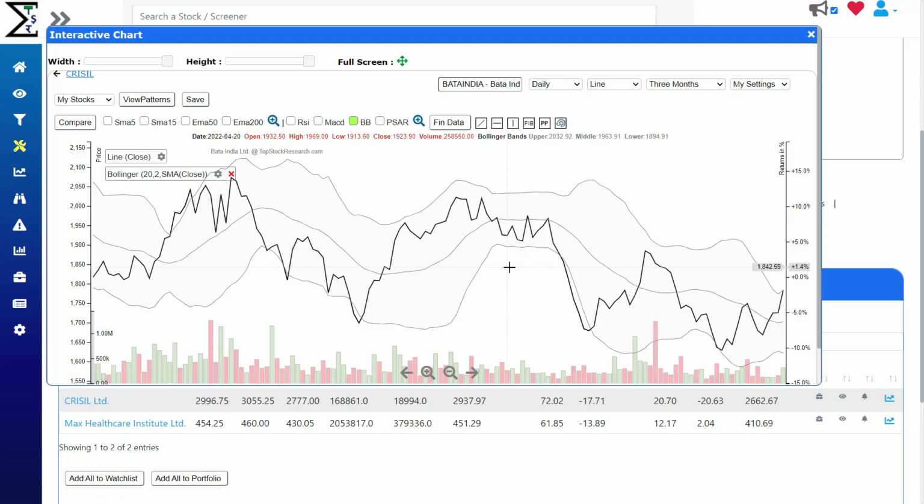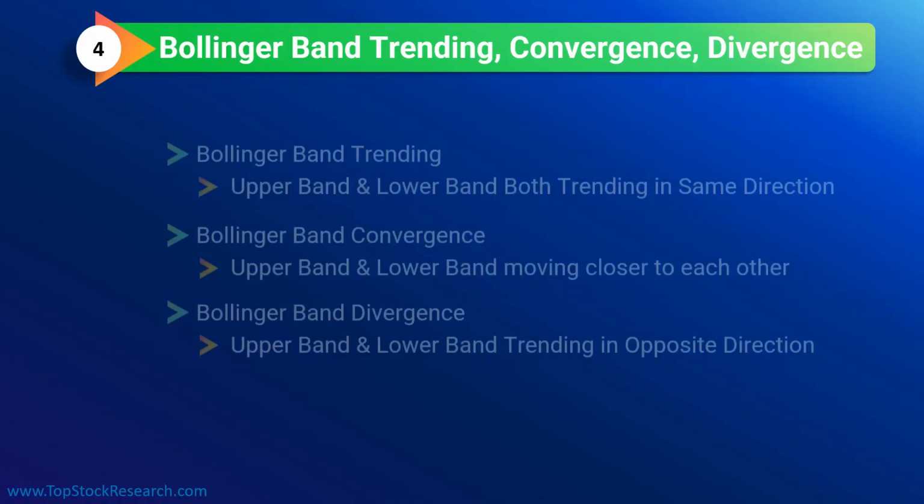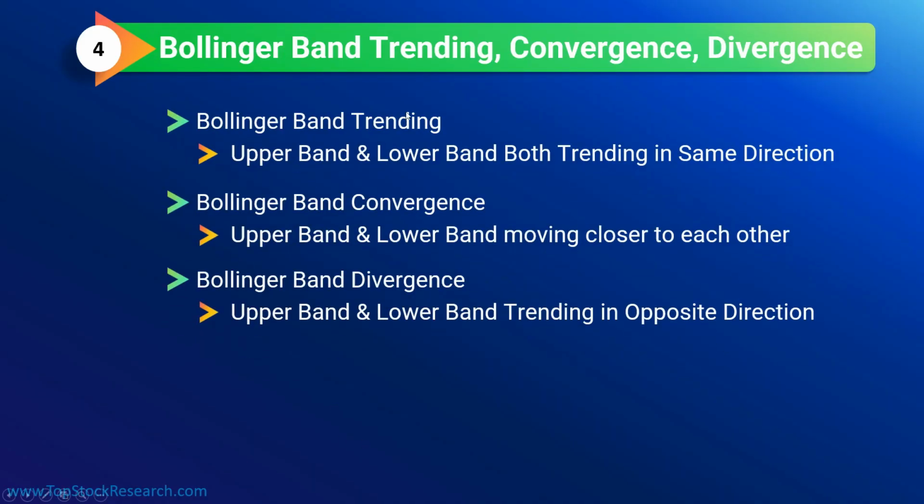So going back to the slide, what are the three stages? One is the trending, where upper and lower band both are trending in the same direction. Obviously, this goes along with the price, right? When both go with the price and with medium level of volatility, both will go up together, right? When the volatility increases, then there'll be a lot of divergence. The two lines will be going against each other. And when the volatility is extremely low, right? You'll see that both the bands are moving towards the same direction.